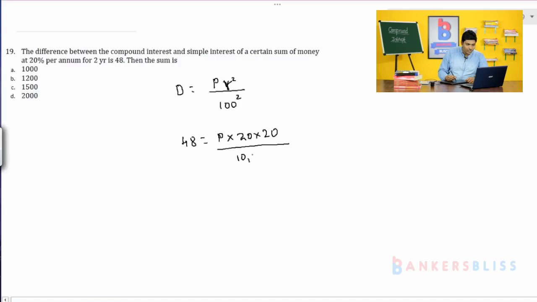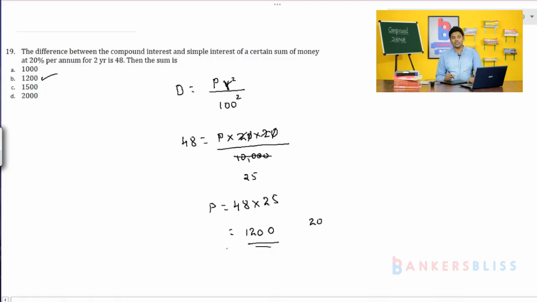100 square means 10,000. So, 2 zeros get cancelled, 2 2s are 4, 4 25s are 100. So, the principal amount is equal to 48 into 25. 25 8s are 200, 0, 20 carry over, 25 4s are 100, 100 plus 20, 120. So, the principal amount is 1200. Option B is the right answer. Okay, let us go to the next problem, problem number 20.